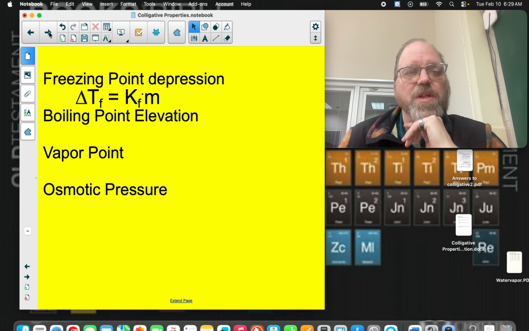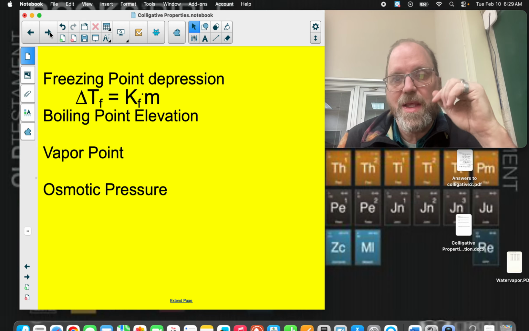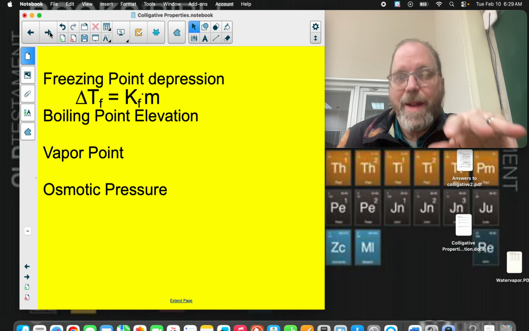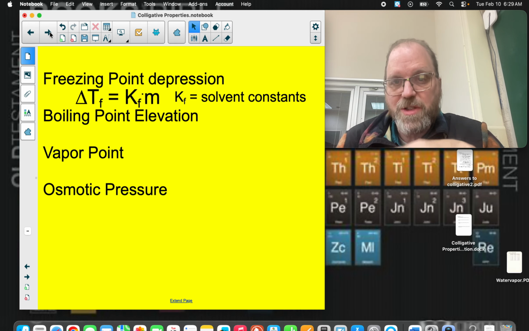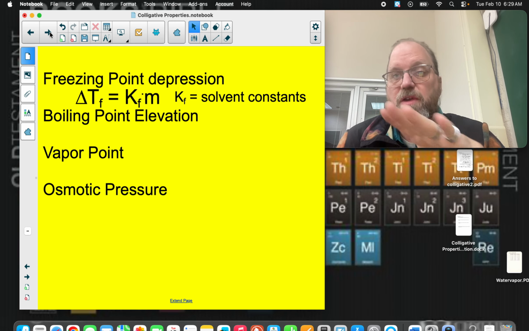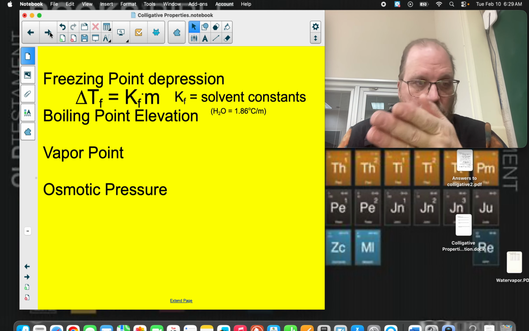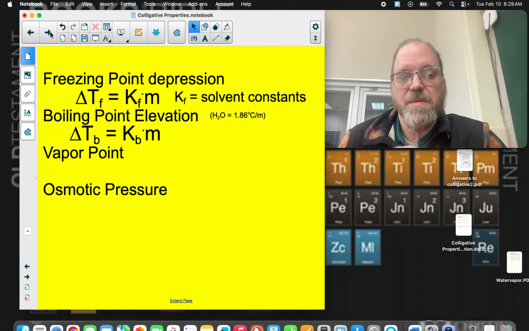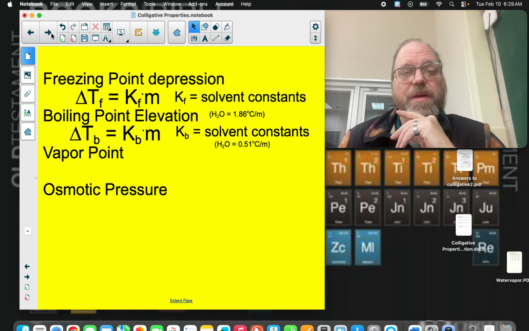Remember, we talked about the equation: delta T, the change in the freezing temperature, so it's depression going down, is going to be Kf times m, where Kf is the freezing point depression constant, and m is molality, and the Kf is a solvent constant. So every time you change the solvent, you change your Kf. The Kf of water is 1.86 degrees Celsius per molal. We also have the boiling point elevation. That's delta T sub B. It's going up. Kb times m. Kb is a solvent constant. Boiling point elevation constant for water, that is 0.51 degrees Celsius per molal.